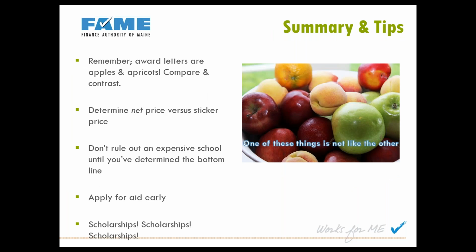So in conclusion, remember that they're all going to look different. Apples and apricots, compare and contrast. There might be an award letter that has more line items, but based on cost is not actually the best deal. So it's really important to line them up, do the math, figure out what the bottom line is, and then do a rough estimate of what the family can contribute to meet that bottom line.